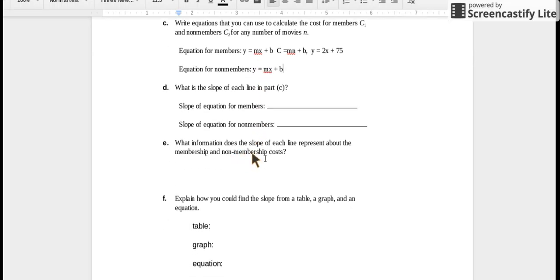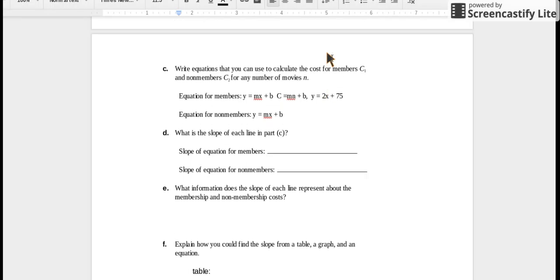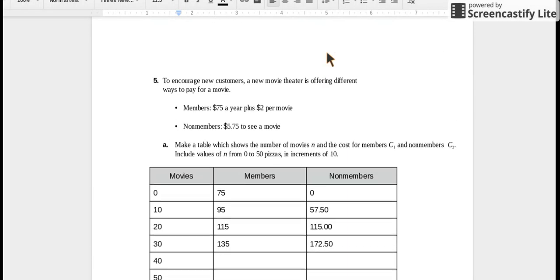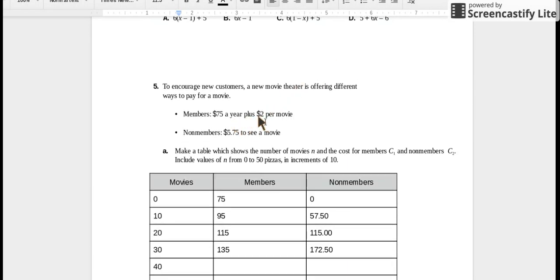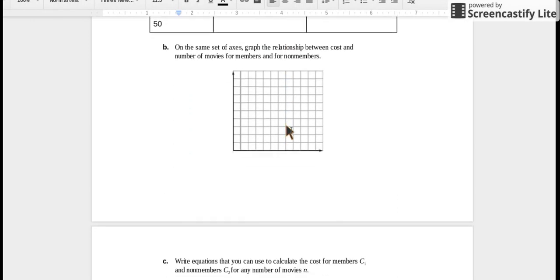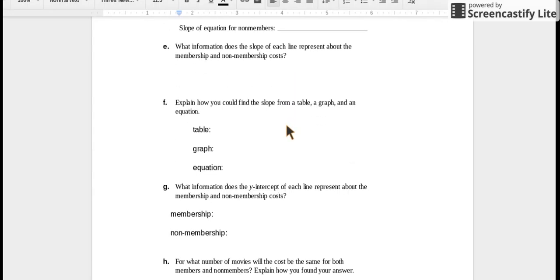What information is the slope of each line represented by the membership and non-membership fee? Well, if we look at the equation for members, it's y equals 2x plus 75. The 2 is your slope. And if we refer back to the information, it's saying that the 2 is $2 per movie. So that's what your slope is in relation to the story.